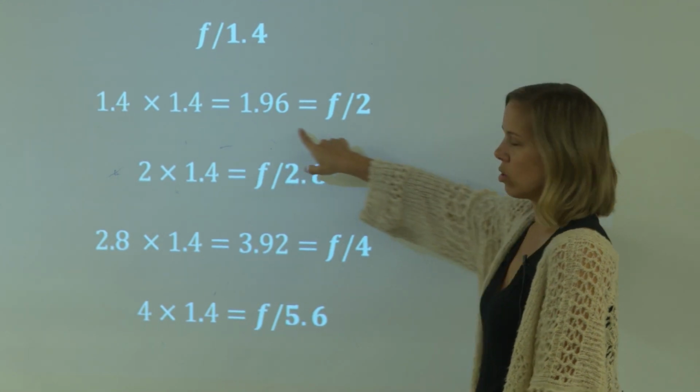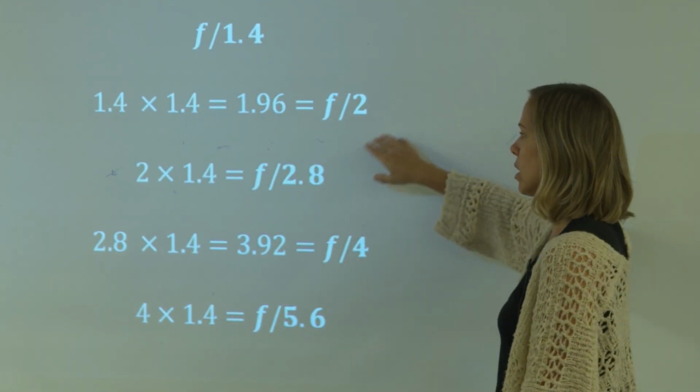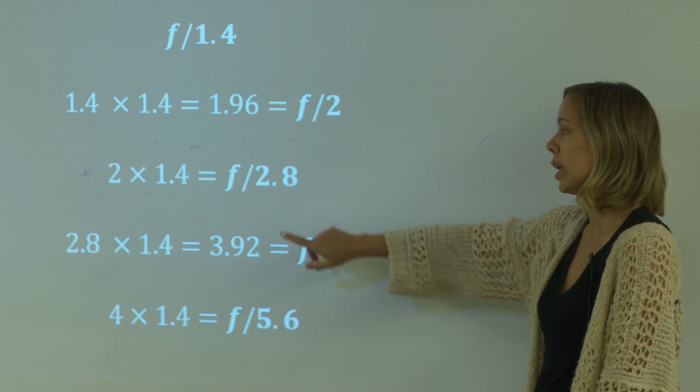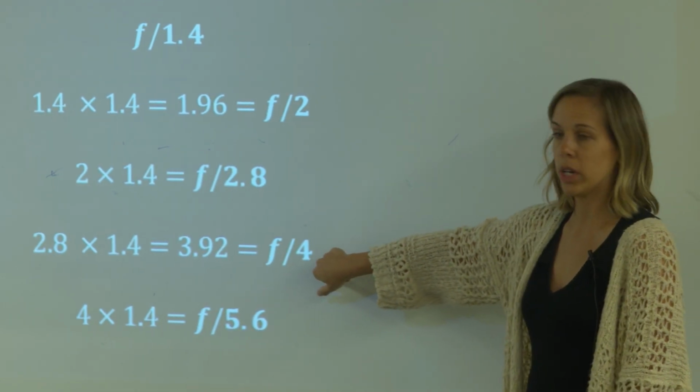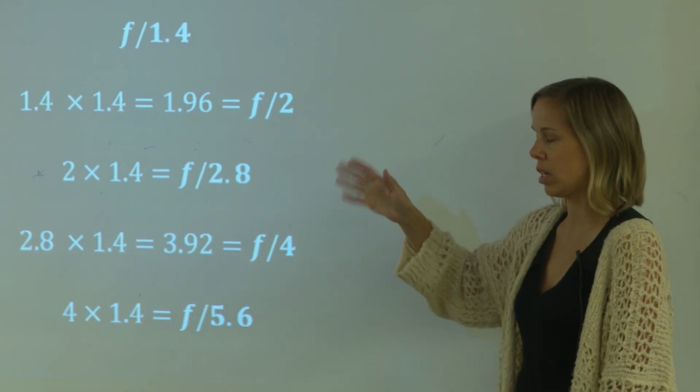So our next one would be 2 because we rounded up from 1.96. Our next one after that would be 2.8. And then f4, which is rounded again to give a nice number. And then 5.6 and so on from there. So every single f-stop value to get the next one is multiplied by 1.4. Okay? But why?